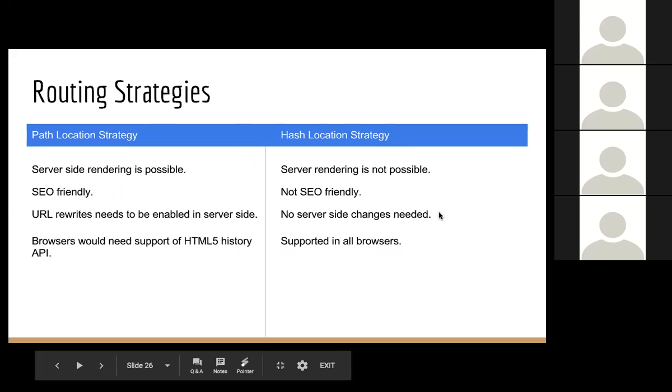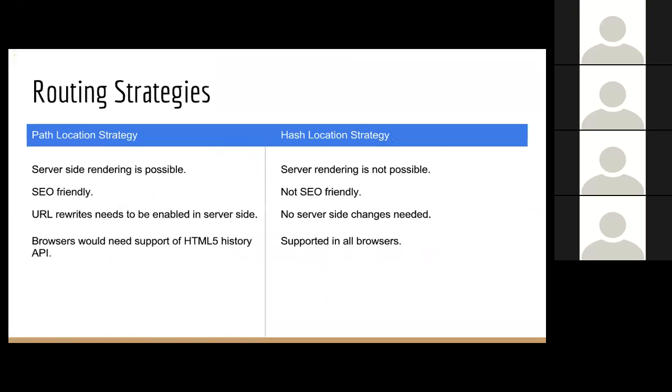So there can be two types of routing strategies: path location strategy and hash location strategy. You saw in the URL when I showed you that there was a hash. That is called hash location strategy. The other normal one is called path location strategy. With a path location strategy, server-side rendering is possible, and hence SEO is also possible.